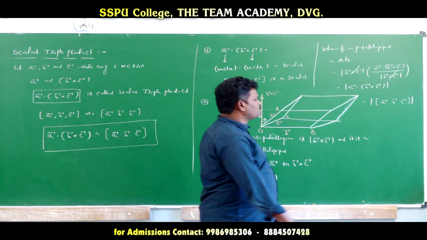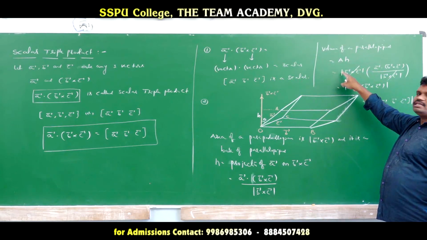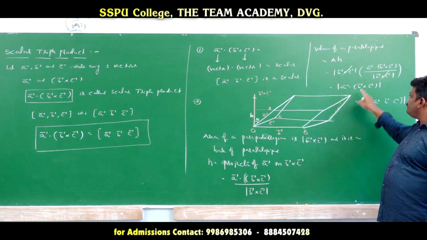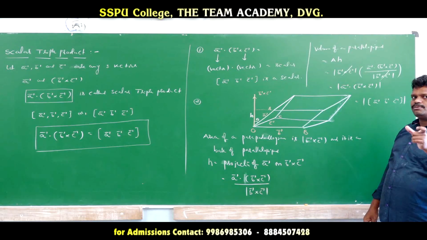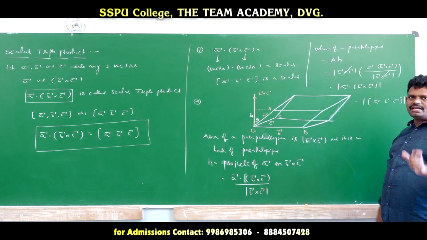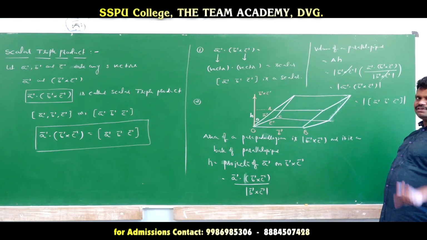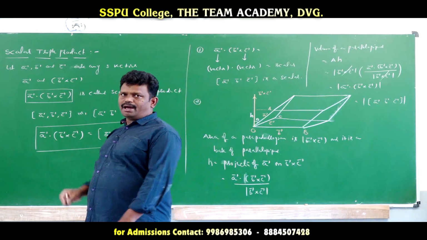Now we substitute these values in the volume of the parallelepiped, A into H, where A is the area. These two cancel. Finally we get A bar dot B bar cross C bar, which is a scalar value, but volume is always positive. So we apply the magnitude. The magnitude of the box product of A bar, B bar, C bar represents the volume of the parallelepiped.